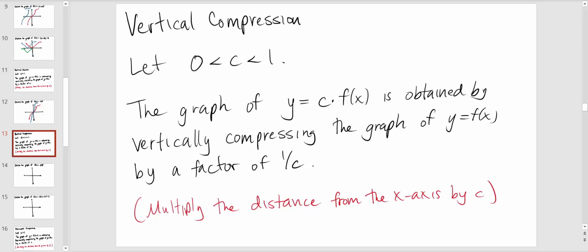Here's the rule if c is between 0 and 1. The graph of y equals c times f of x is obtained by vertically compressing the graph of y equals f of x by a factor of 1 over c. I think it's pretty clear why the graph gets compressed. We're multiplying all of the y coordinates by something between 0 and 1. So you're getting a fraction of what we had before. The way that we describe that might be a little confusing. We're saying we're compressing the graph by a factor of 1 over c, but let me explain.